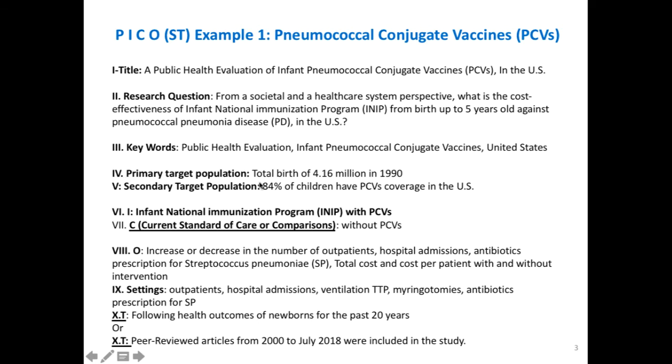The primary target population in this study are the total birth of 4.16 million in 1990. So we are looking for basically the total population. They are good candidate for this vaccine. The secondary target population is basically 84% of the children in the United States, they have PCV coverage, not all the 100%. The intervention is the PCV and the comparison are without the PCV.